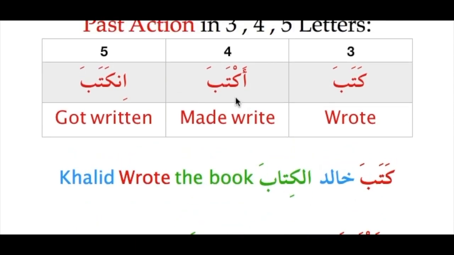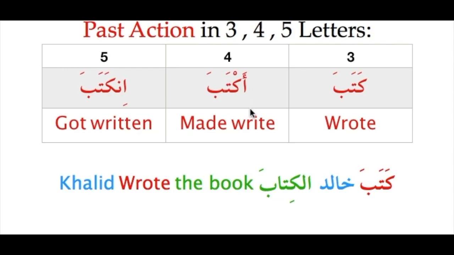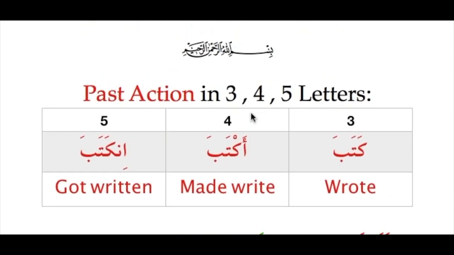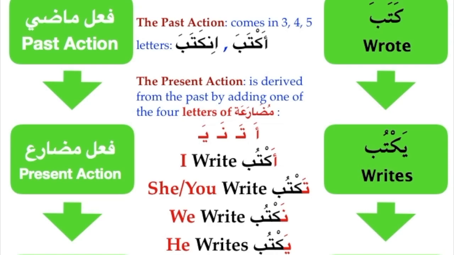Like Ahmad aktaba Khalid. Aktaba Ahmad Khalid. But still Khalid is the one that wrote the book. But Ahmad made him write it. I hope this clears the difference between those three. And now let's go back to our original. Now going back to our original example, we're going to continue our ishtiqaq. We're going to derive another word from a word. So from kataba, we're going to derive yaktubu.